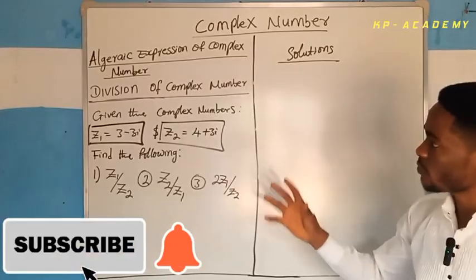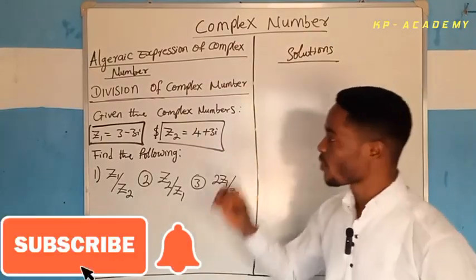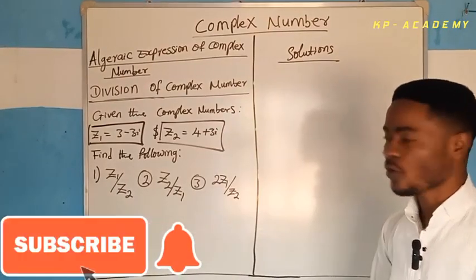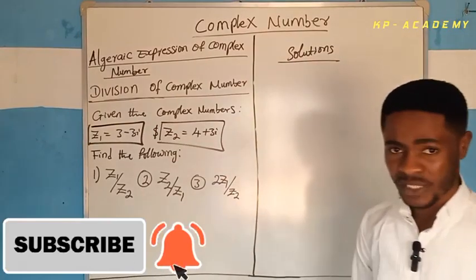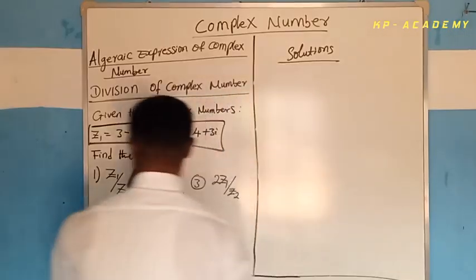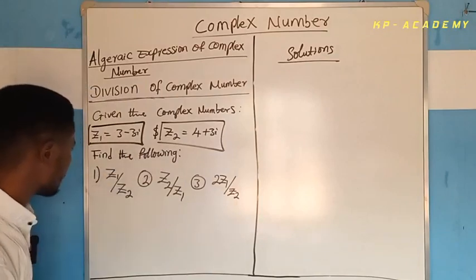All right, and welcome to this last part of algebraic expression of complex numbers. We're going to be looking at division of complex numbers. This is the same example we are still looking at, but now we're going to be seeing how these two complex numbers, Z1 and Z2, can be divided.